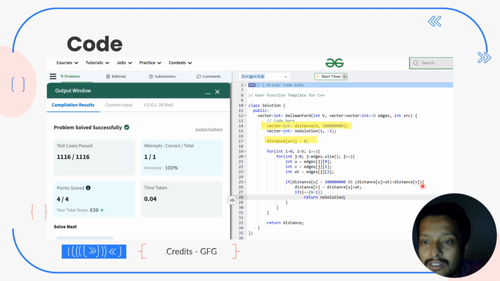And here I have checked this condition. Can I relax it or not? If I can relax it, I'm going to relax it. But I have to relax it only V minus 1 times. Okay. Now, what will be my Vth attempt? If my first attempt is at index 0, it means my Vth attempt is at i equal to V minus 1. So, if I can relax it even at this instance as well, then it means there is a negative weight cycle and I'm going to return no solution. That was the basic solution for this.